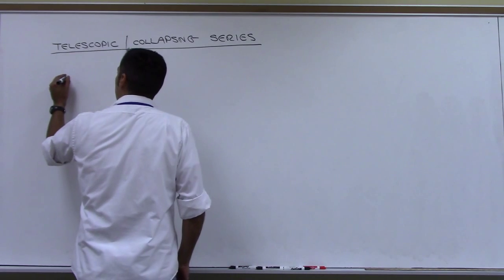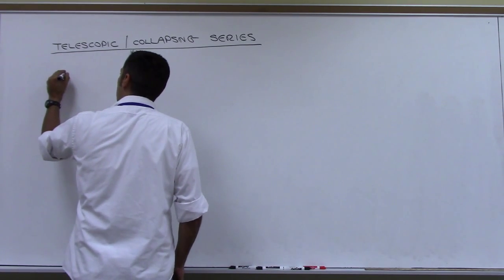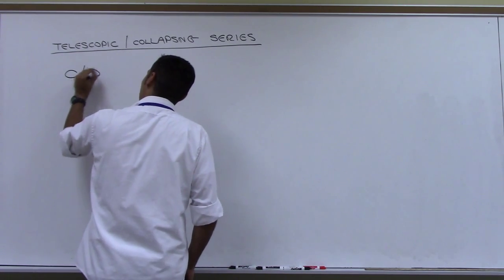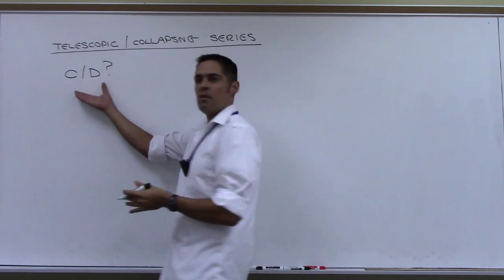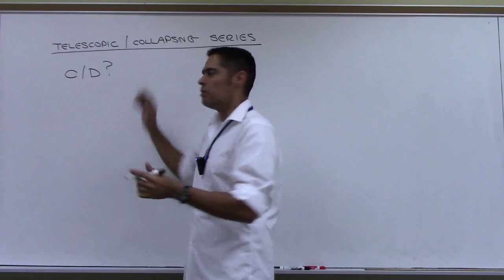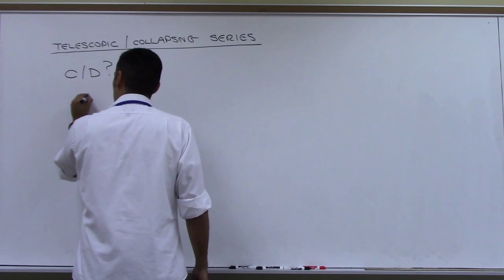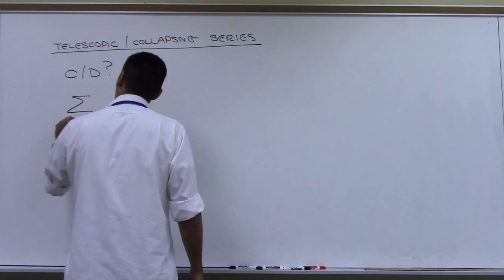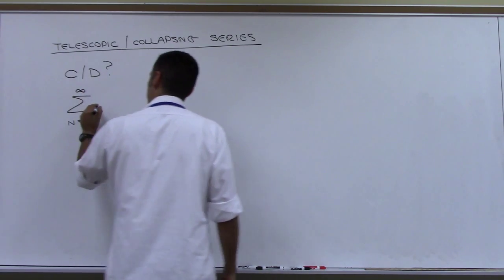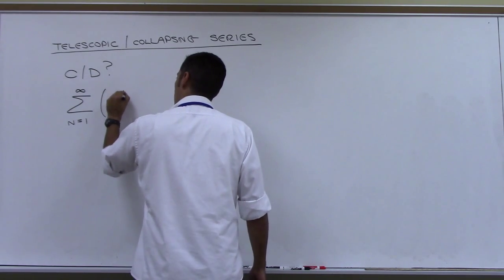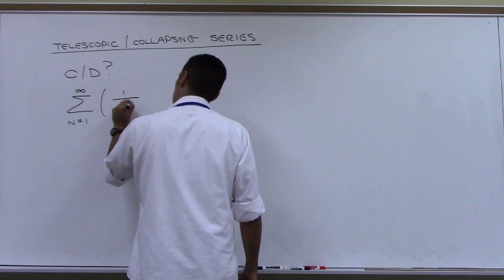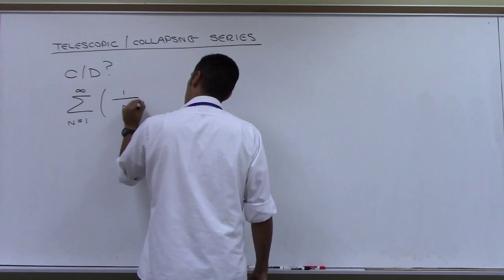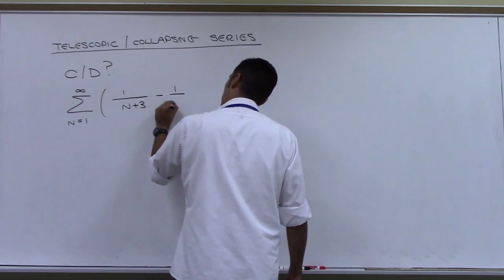So take a look at this series. I want to know if this converges or diverges. So I'm going to put C/D for this problem. Is that all right for everyone? So I don't have to write converge or diverge. So converge or diverge. Sum n equals 1 to infinity of 1 over n plus 3 minus 1 over n.